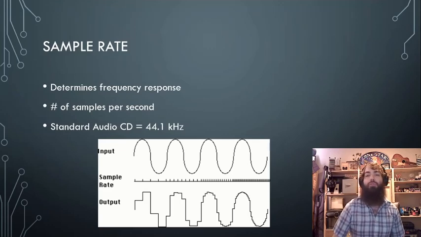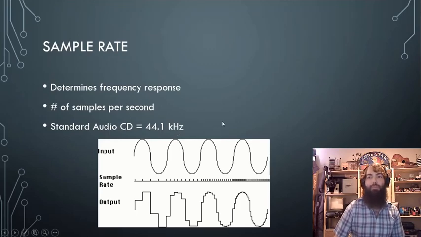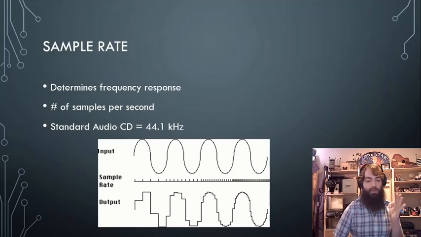Sample rate is going to determine the frequency response. So that's going to determine just how many cycles per second can we actually measure with our digital recorder. Sample rate is the number of samples per second. So a standard audio CD is actually going to sample 44.1 thousand cycles per second. So our samples per second. So for every second, the CD is going to be taking just a snapshot of the voltage, saying just how much voltage is there. Every 44.1 thousand times a second. So that's a whole lot of samples.